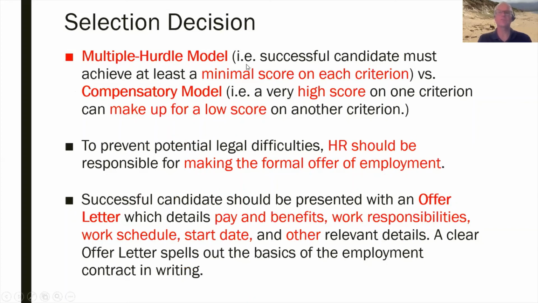So this is an on-off sort of thing, and the compensatory model will take a look at the whole person. So there's two different ways you can do that.